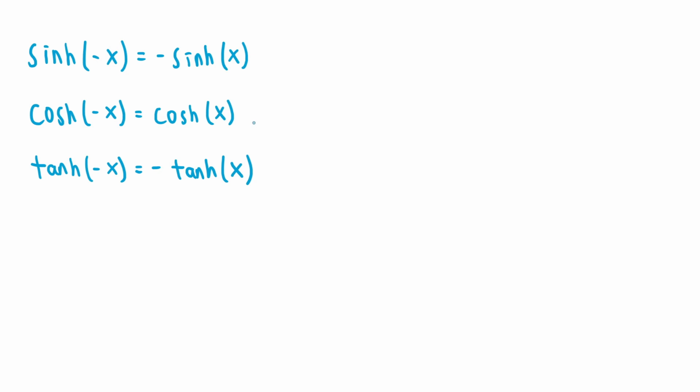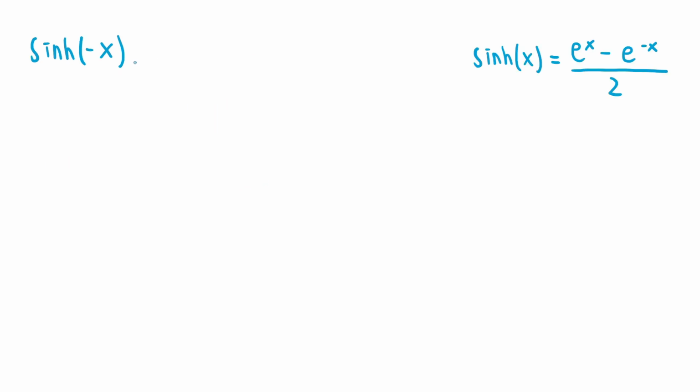This is similar to the negative angle identities for trigonometric functions. Sine of negative x equals negative sine of x, and cosine of negative x equals cosine of x. There's also an identity for tanh of x, which is tanh of negative x equals negative tanh of x, which means tanh of x is also an odd function. So here's how we prove the first identity.